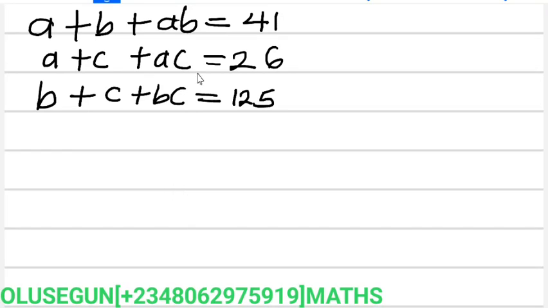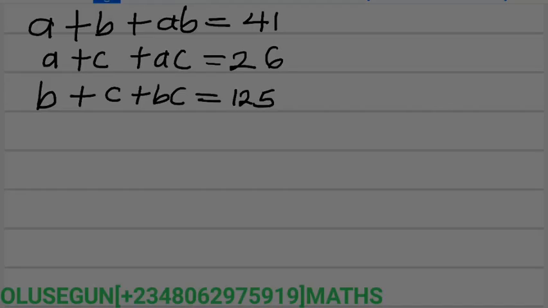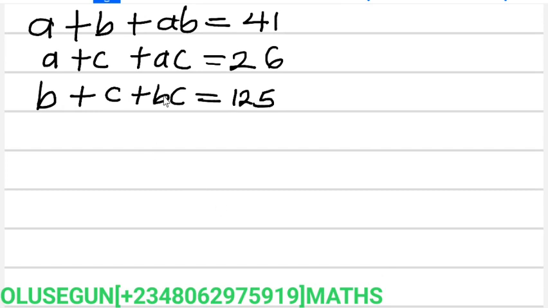For solving a question's index form: a plus b plus ab is equal to 41, a plus c plus ac is equal to 26, and b plus c plus bc is equal to 125. Let's represent a plus b plus ab is equal to 41 as equation 1, the second as equation 2, and the third as equation 3.